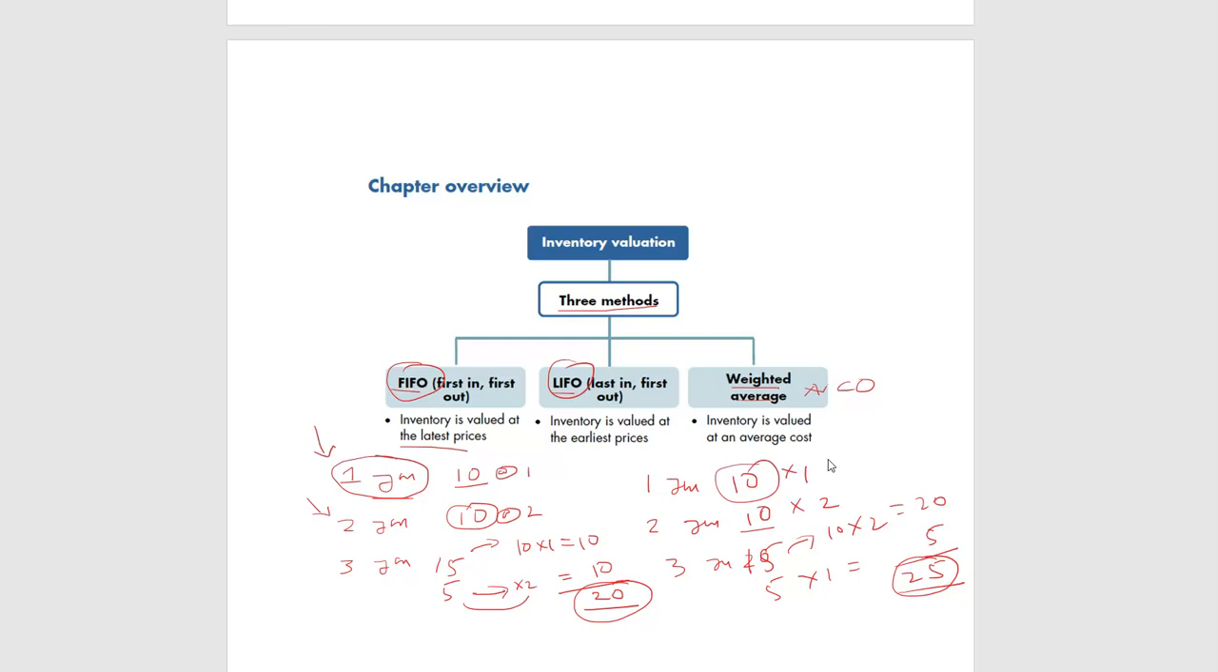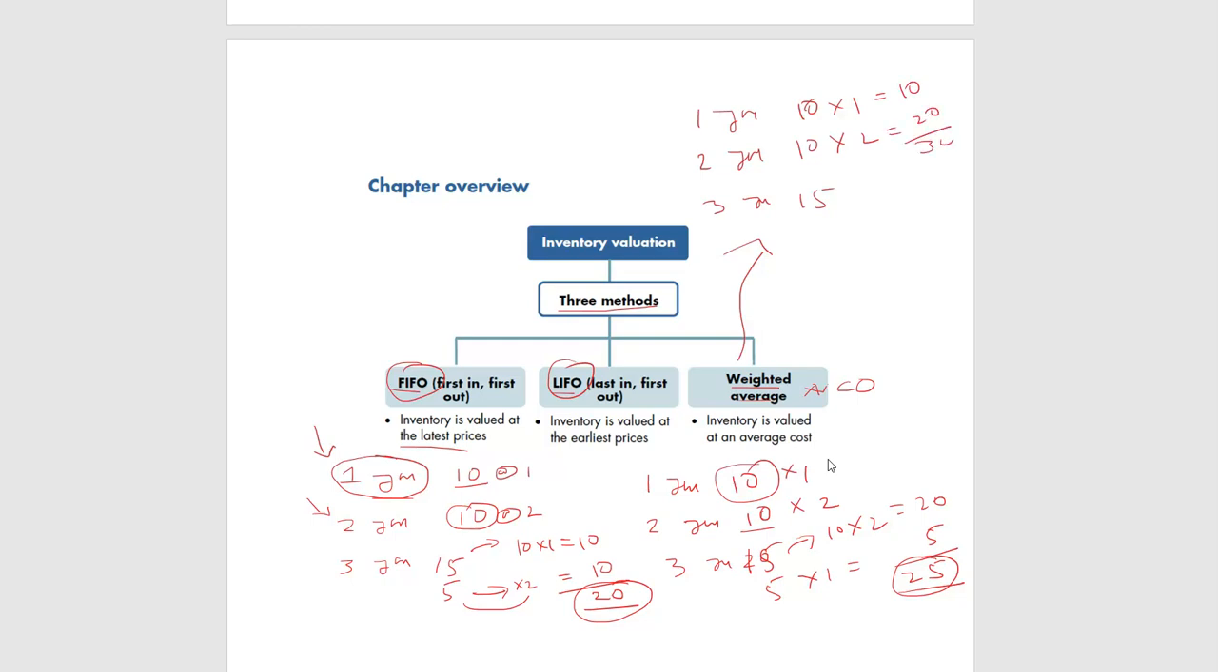Now let's talk about the weighted average, or average. It is quite simple. Let's take the same example. On 1st of January we have 10 units at £1. On 2nd of January we have 10 units at £2, and on 3rd of January I'd like to sell, or issue, 15 units. Now what I'll do is take the price. So 10 units at 1 is £10, and 10 units at 2 is £20.